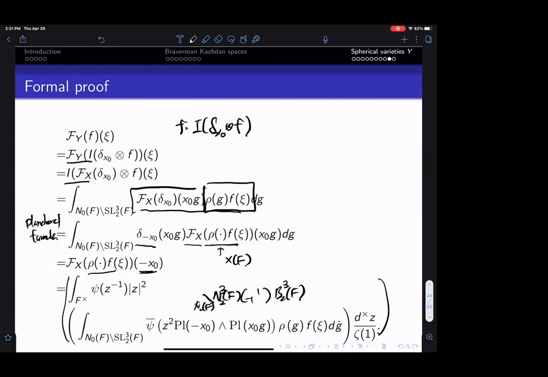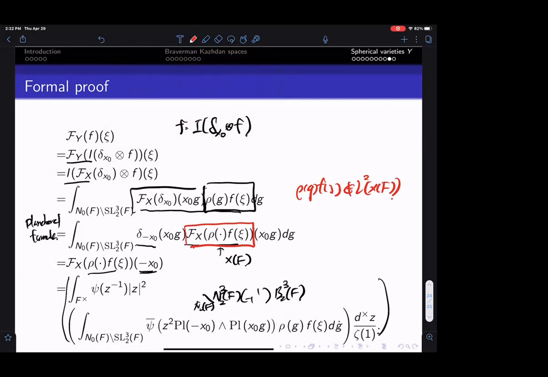And then carry out the definition, and you derive the formula. But there are several problems in these formal calculations. So the first one is, how can one make this precise? Like this function is not even L2.